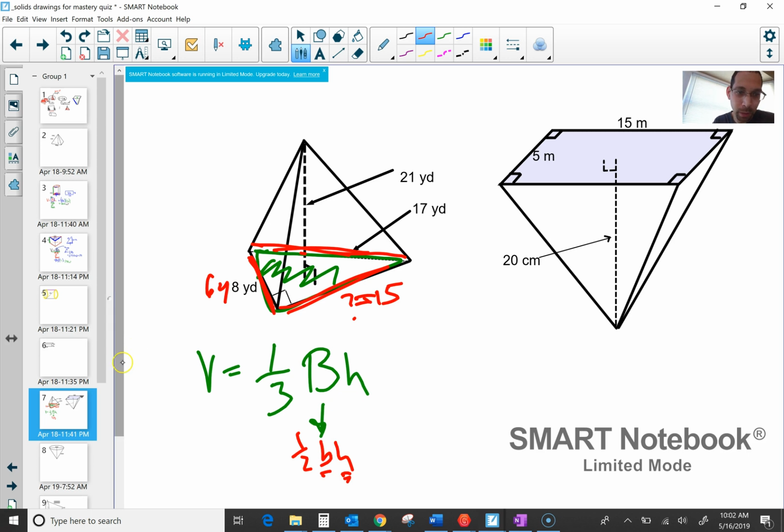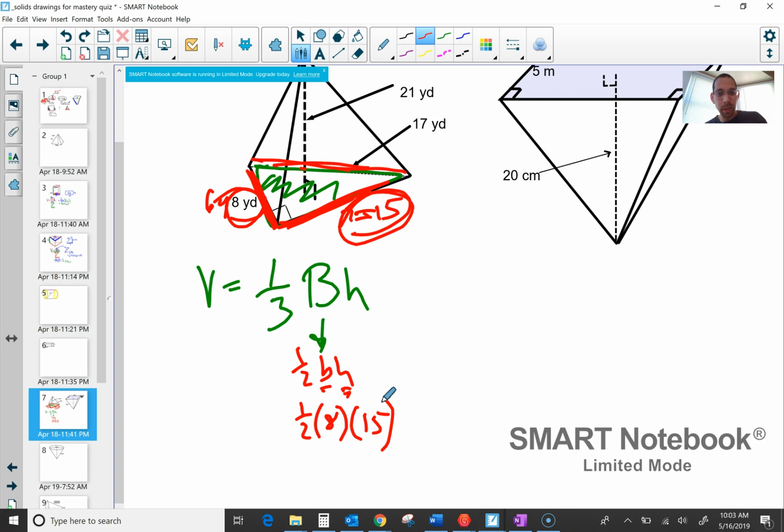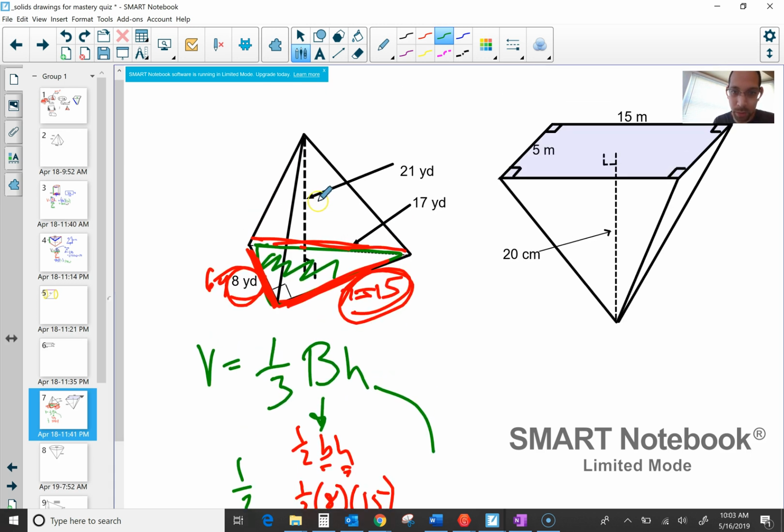If we continue with finding the area of the triangle, it's 1/2 times the base of the triangle, which is one of these perpendicular sides, 8, and the other perpendicular side, 15, so this is 8 times 15. Once we figure that out, we have to do the 1/3 and multiply by the height of the entire pyramid, which is this 21.